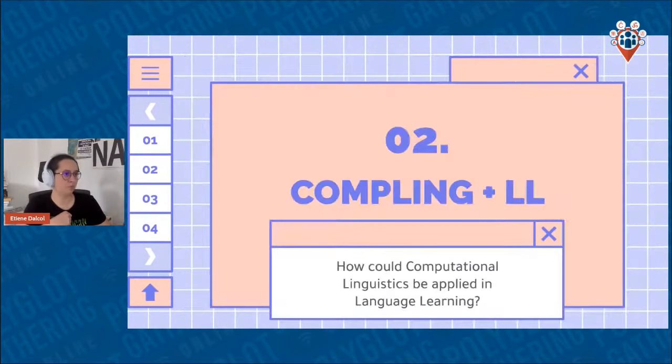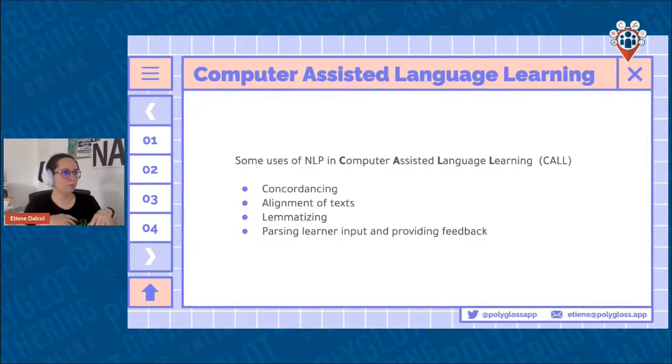Right. So given that, can it be used in language learning? How can it be used in language learning? So there is a research area in computer science called computer-assisted language learning. I'm going to say CALL from now on because that is just too long. But not everything that is NLP is useful in CALL. Not everything that is CALL is used in natural language processing. But there are some uses that can be found in both.